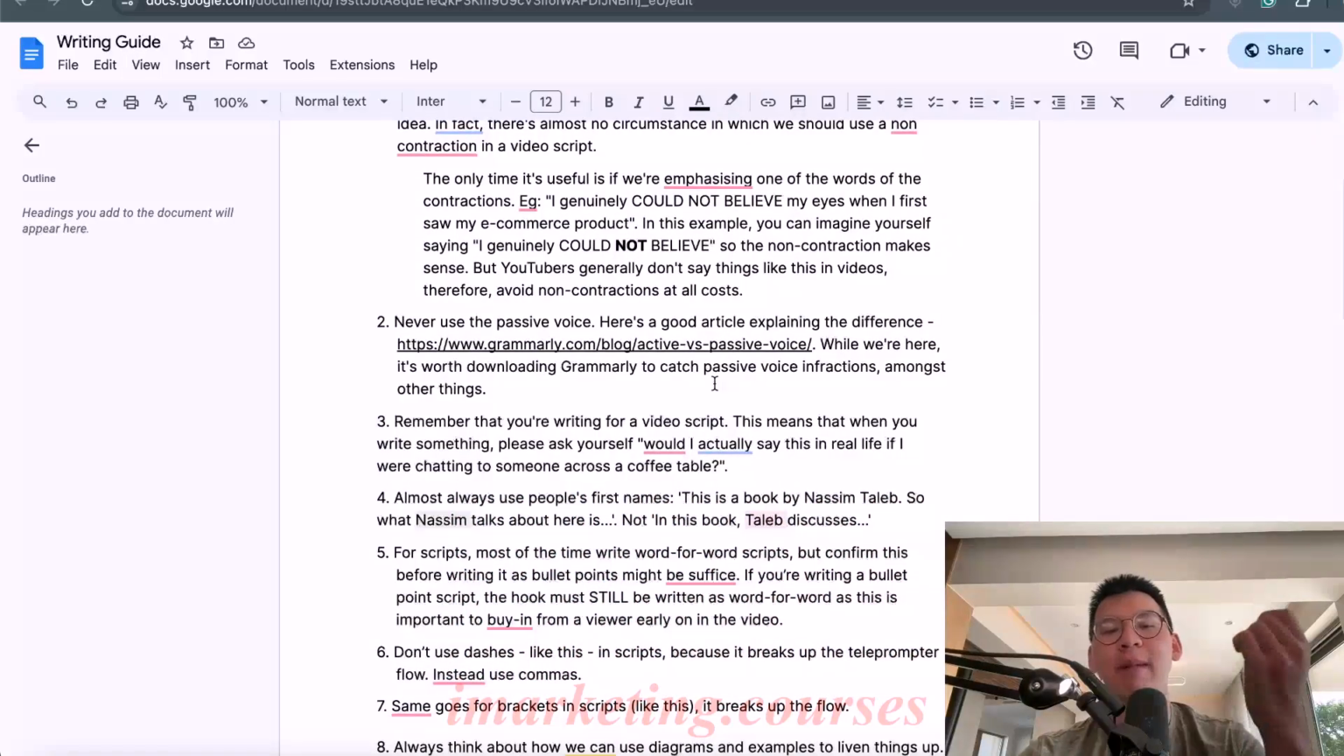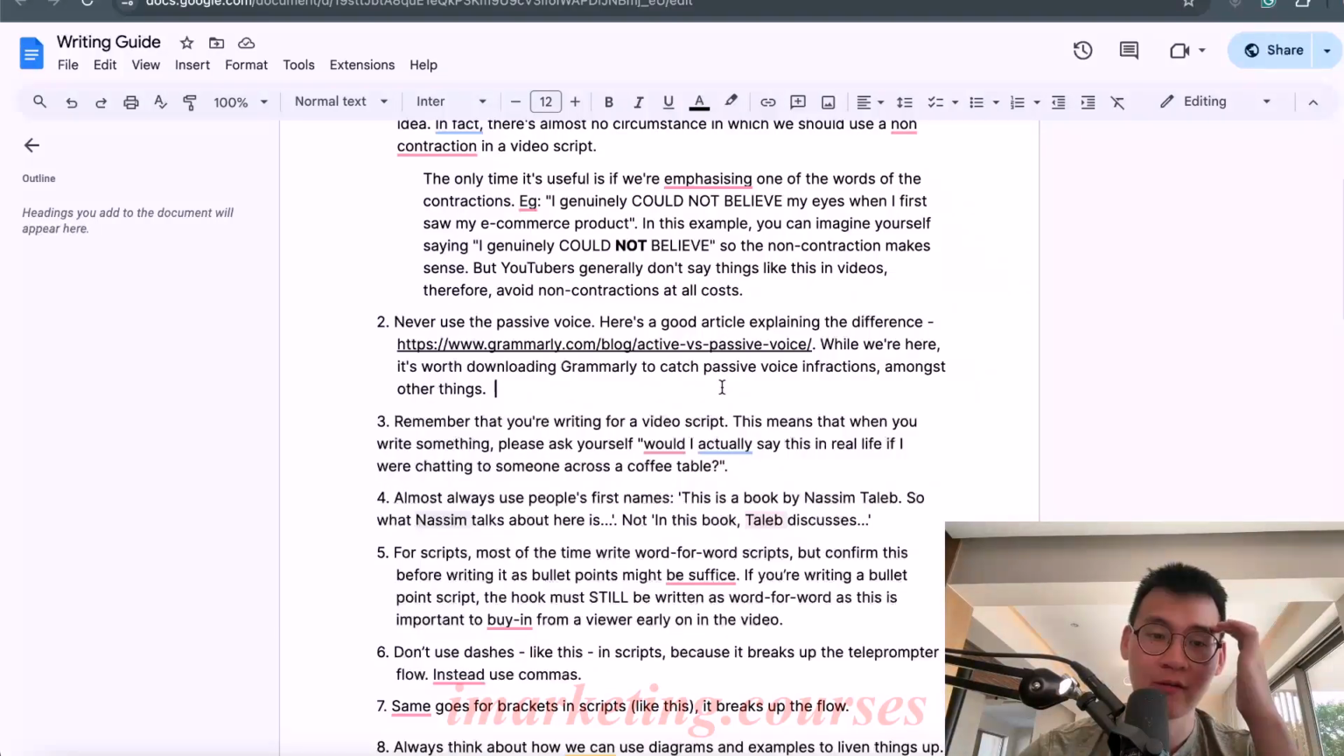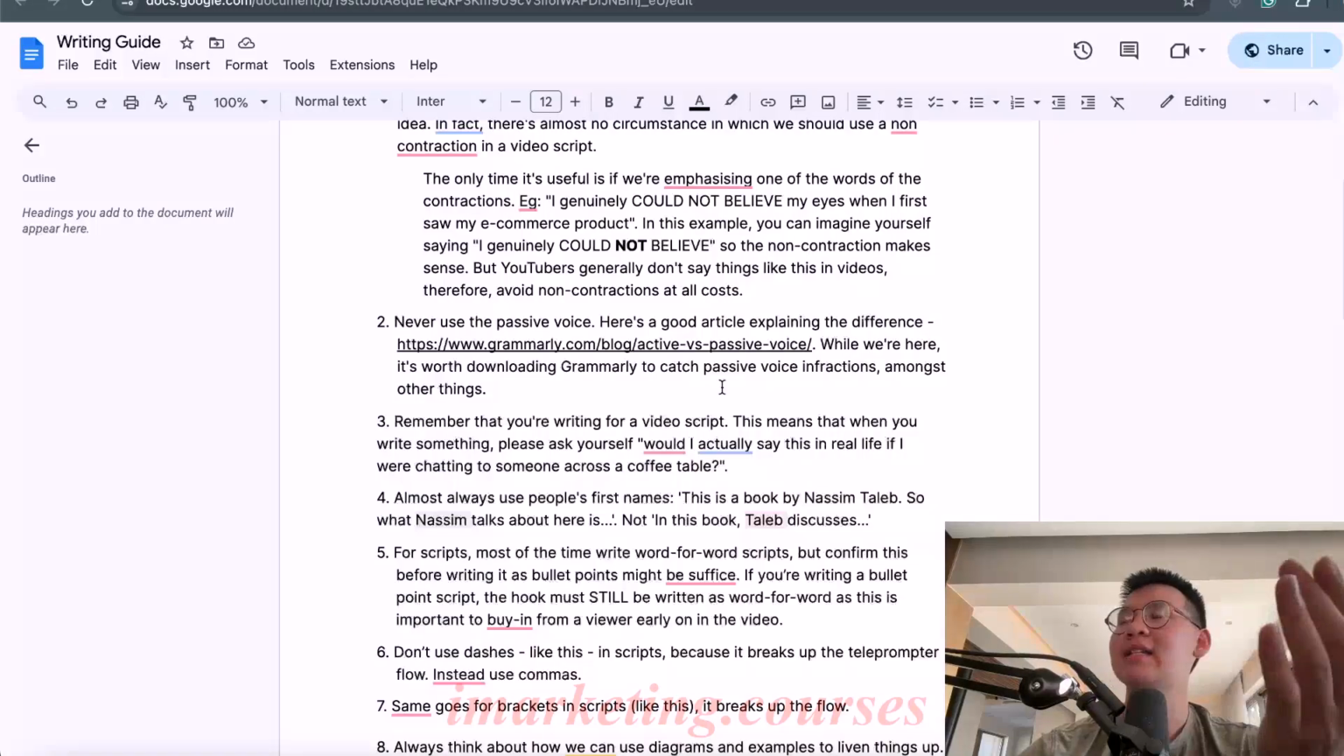Number two, never use the passive voice. Okay, this is really, really important too, right? You can also read this article. I'll link this specific document, right? But passive versus active voice: passive means the character had something happen to them. So, my mom brought me to the grocery store, right? Versus I went to the grocery store, right?